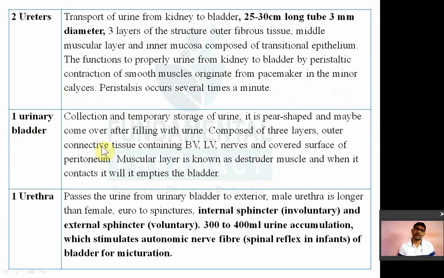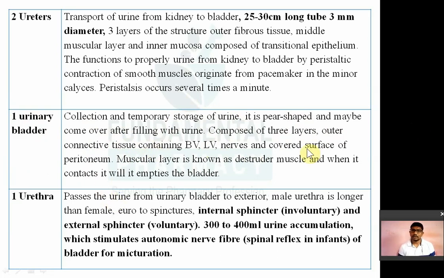Now the next part is the urinary bladder. The urinary bladder collects the urine temporarily and stores it. So it is a temporary storage and collection of urine. It is pear shaped and may become oval during the filling of urine. तो ये pear shaped organ होता है और बाद में उसका oval और round भी बन जाता है जब उसमें urine fill होता है.